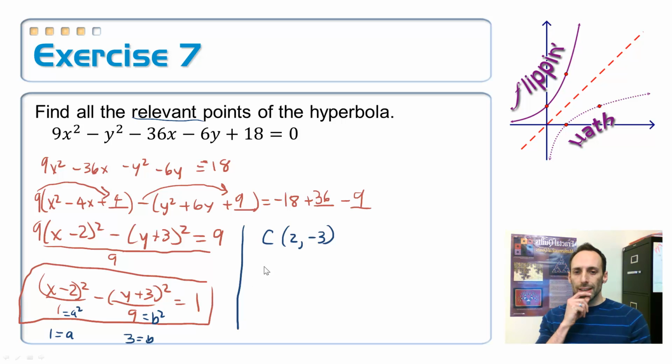So let's find next my vertices. My vertices, this is a horizontal transverse axis. Let's write that. Horizontal.